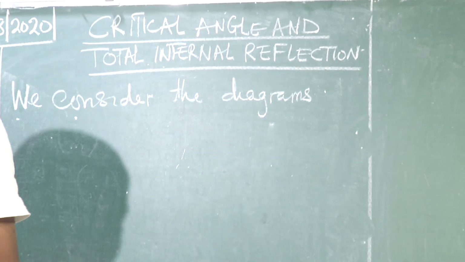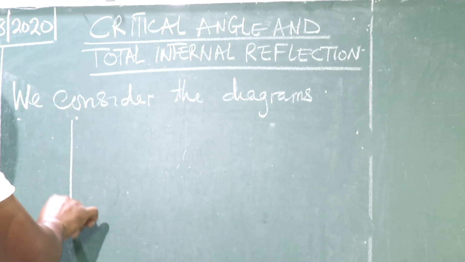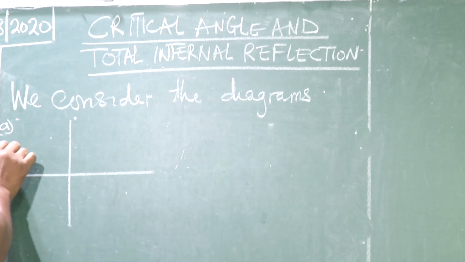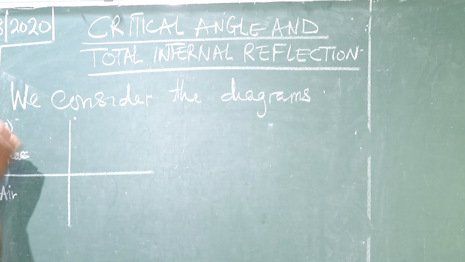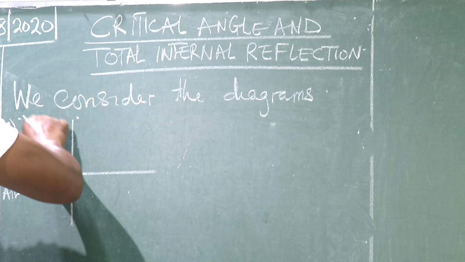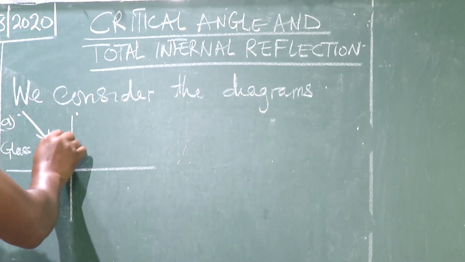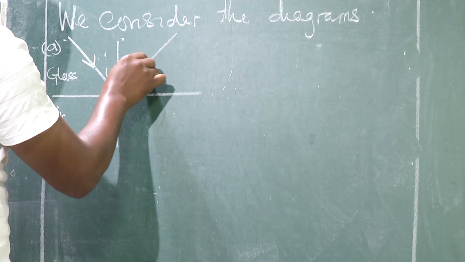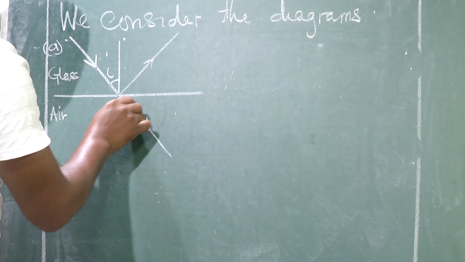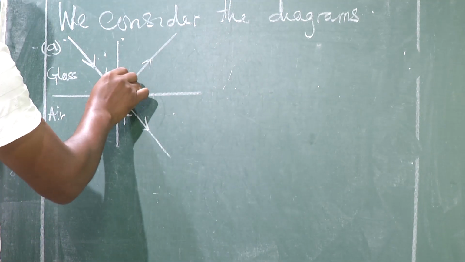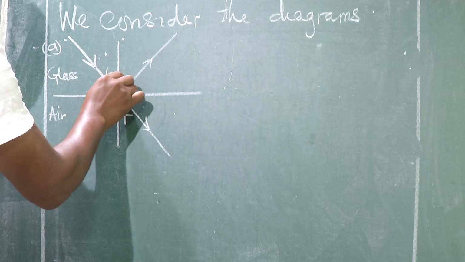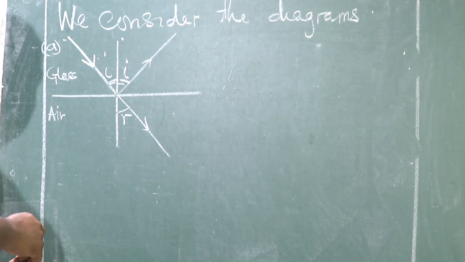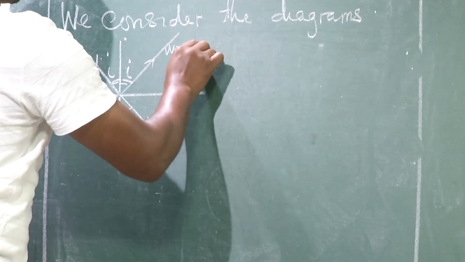We shall use three different diagrams. In the first, if I call this diagram A, we shall use glass and air for the reasons I will mention shortly. If a ray is incident from glass at an angle of incidence I, we shall discover that this ray will be reflected and will also be refracted at the same time. The angle of refraction is R, and because of the laws of refraction of light, the angle of reflection being equal to the angle of incidence, we shall denote it as I. But this refracted ray will be very weak.